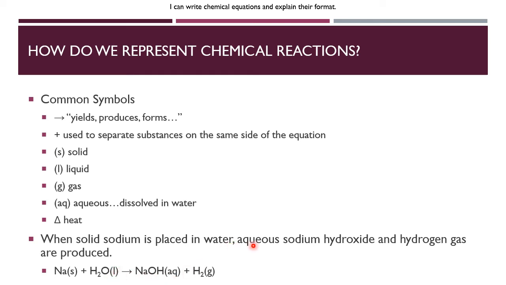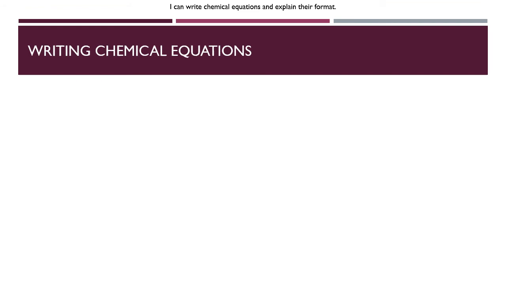And then we're told we have aqueous sodium hydroxide, that's NaOH, aqueous, and hydrogen gas are produced. And you can see that hydrogen again is diatomic, so H2, and those are our products, so they're on the right side of the equation.